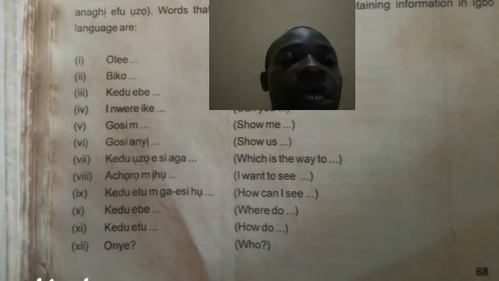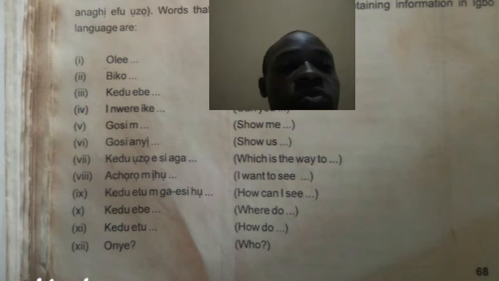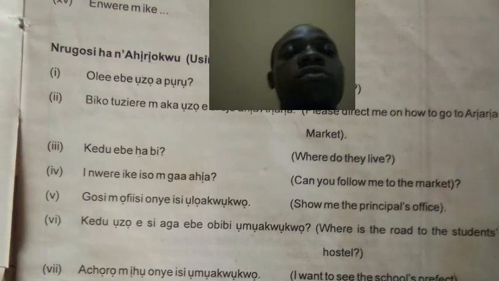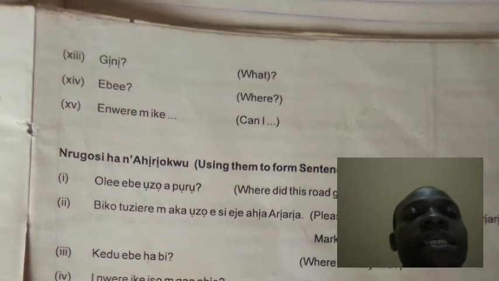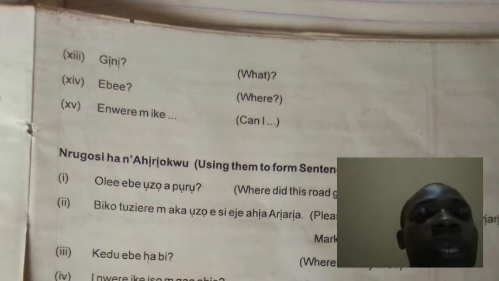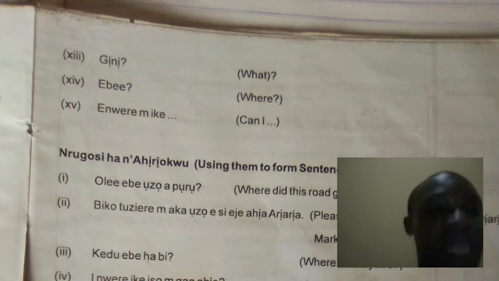Achọrọ m ịhụ, I want to see. Kedu etu m ga-esi hụ, how can I see. Kedu ebe, where do. Kedu etu, how do. Onye, who. Yeah, so master these ones. I'll continue. And this one is, I have more. Say, gịnị, what? Ebe, where? Enwere m ike, can. Enwere m ike, can I?